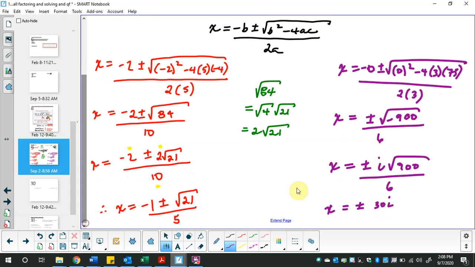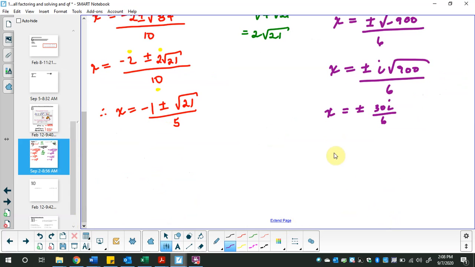over 6. And 30 divides evenly by 6, so I can just make it like that. So we still get two answers. They're just two crappy answers. They're even crappier than these ones, which could be decimals.